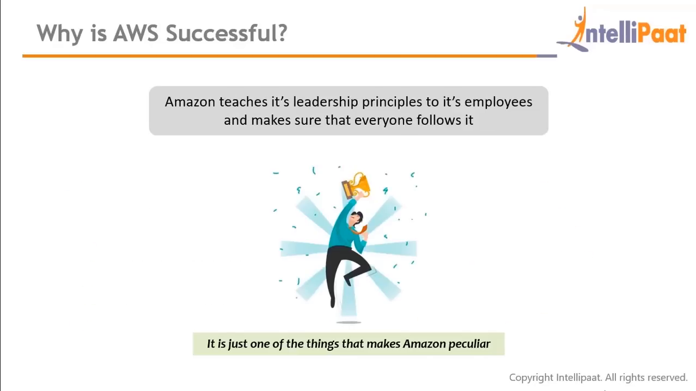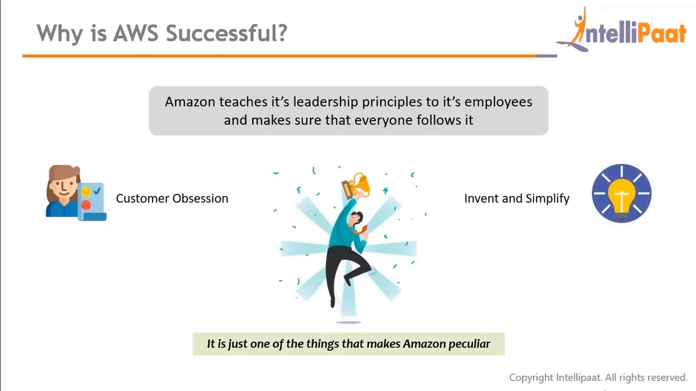But what makes Amazon or Amazon Web Services peculiar? Amazon has its own leadership principles and it makes its employees follow them. Let me give you a few examples of them. The first is customer obsession. Customer obsession is that leaders start with the customer and work backwards. The first thing they follow is they need the customer's wants. That means whatever the customer wants, they want to give. Then they work backwards. They reverse engineer.